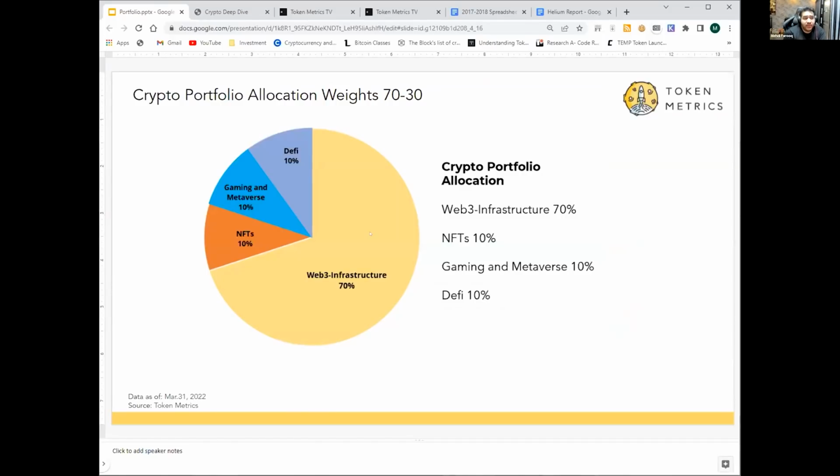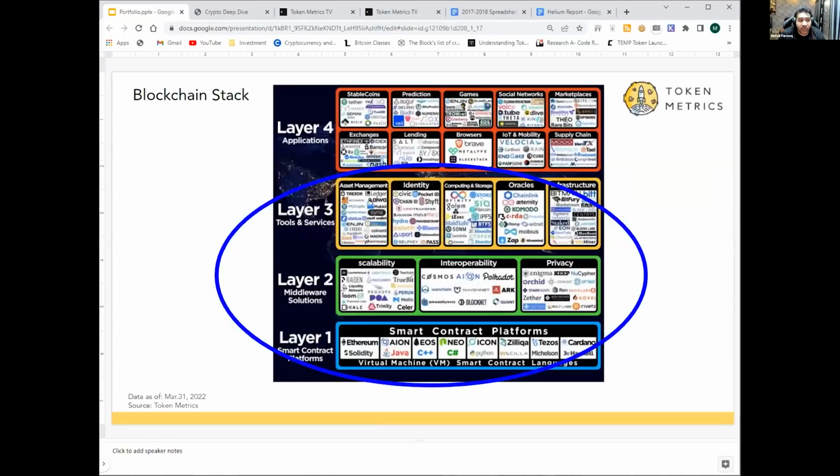So this brings me to the next slide, which is how do you allocate your crypto portfolio? I'm going to argue the majority of your allocation, 60 to 70%, should be in Web3 infrastructure, and the rest on these killer applications that might come in the future.